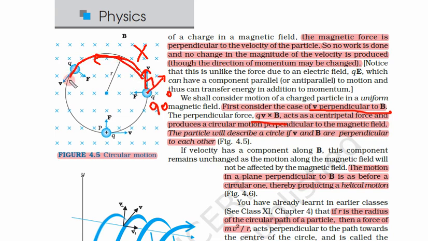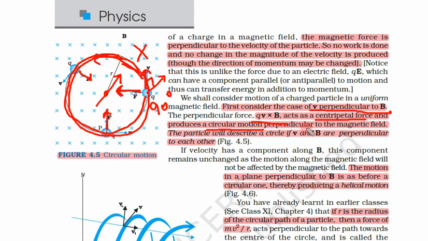So we know in every circular motion there is a force that tries to take the particle towards the center. This force is always towards the center. So here is the center, here this force is towards the center, again this force is towards the center. So this force is the centripetal force and produces a circular motion perpendicular to the magnetic field. The magnetic field is in this direction, and the circular motion is perpendicular to the magnetic field.